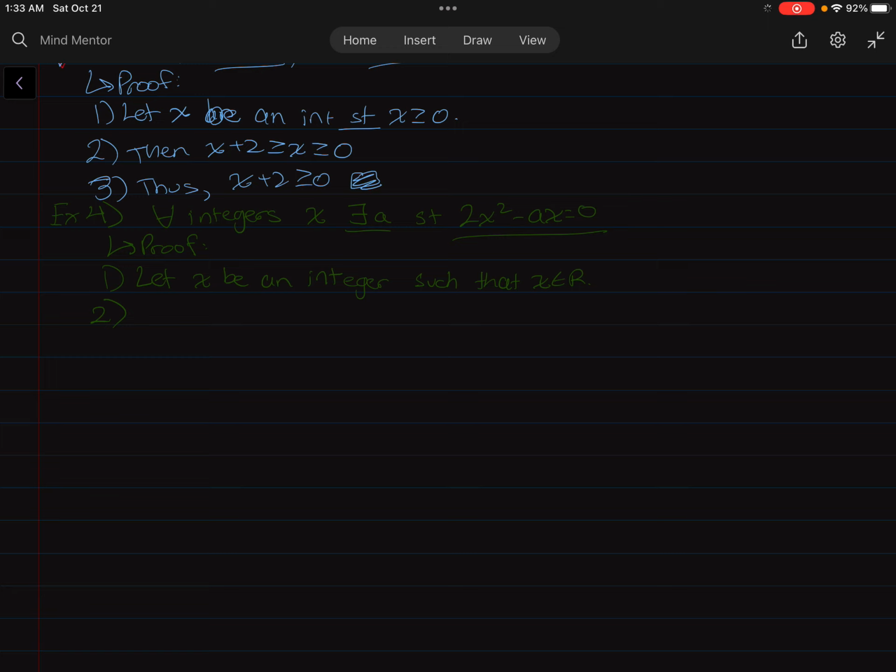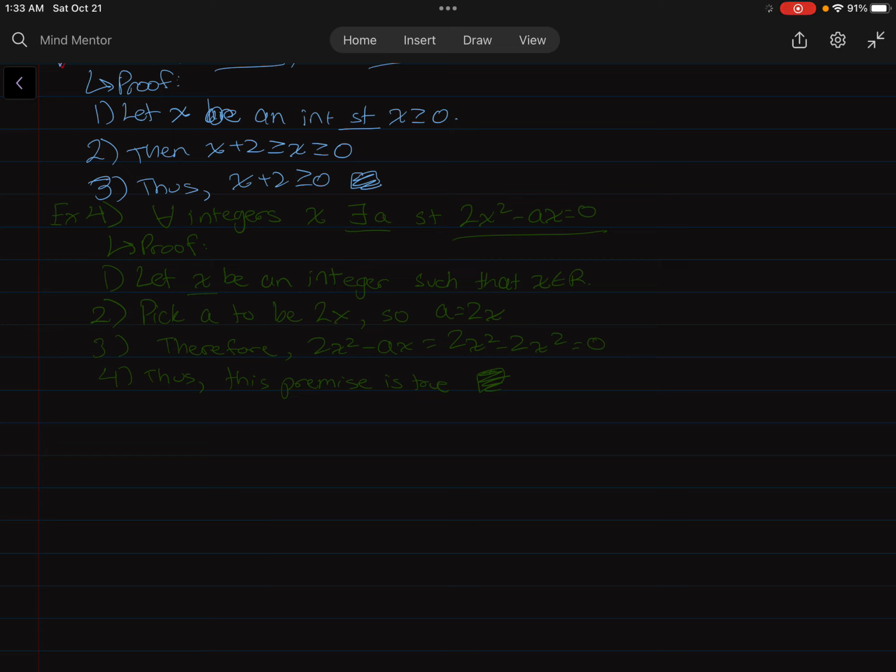So, I found the integer. If we have x as the integer, and then our a, pick a to be 2x. So a equals 2x. Now line 3, therefore 2x squared minus ax equals 2x squared minus 2x squared equals 0. Thus, this premise is true. End proof.